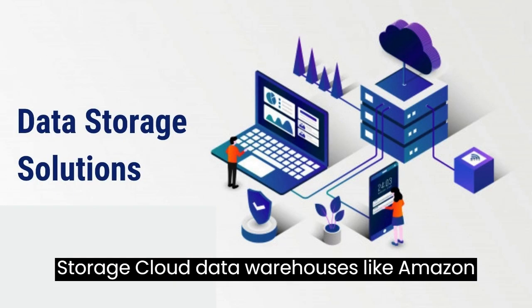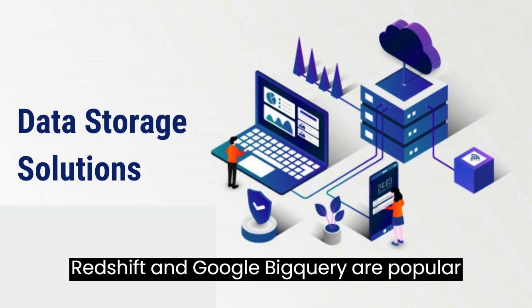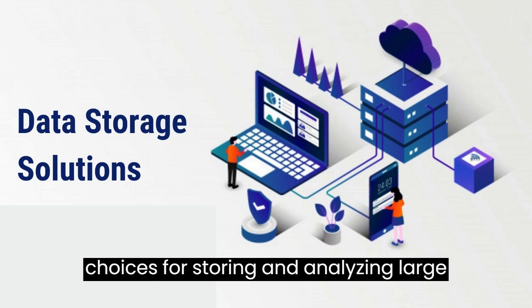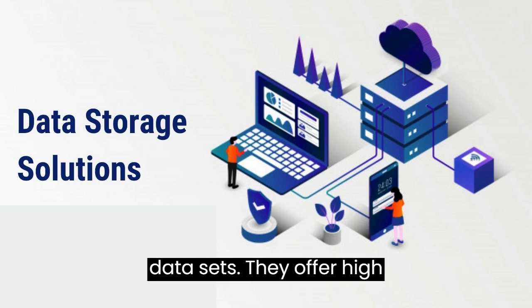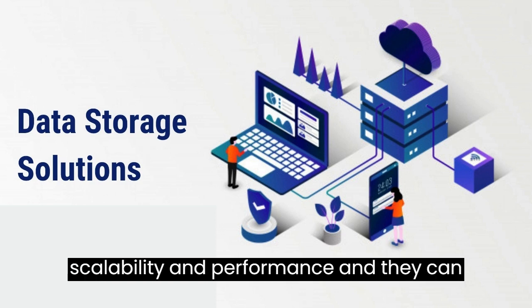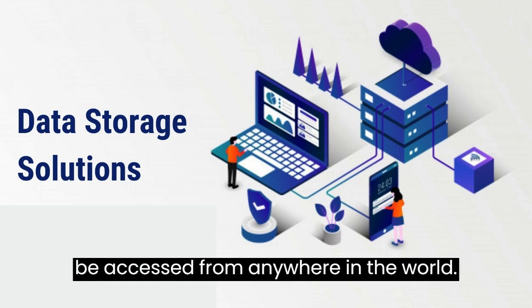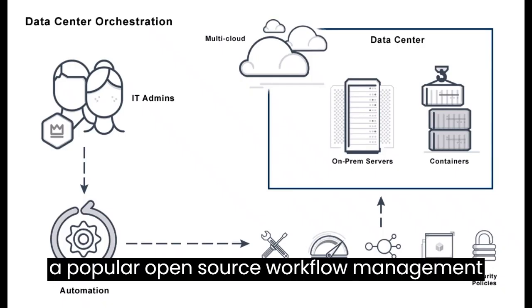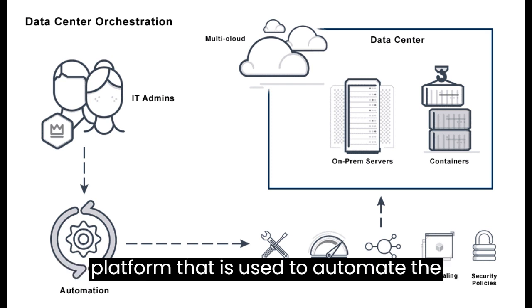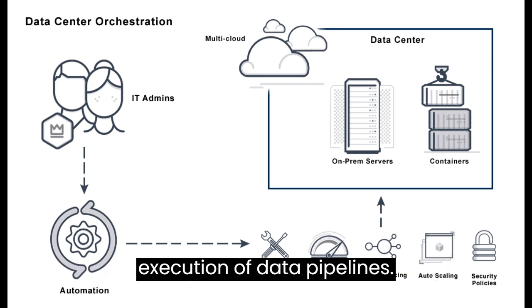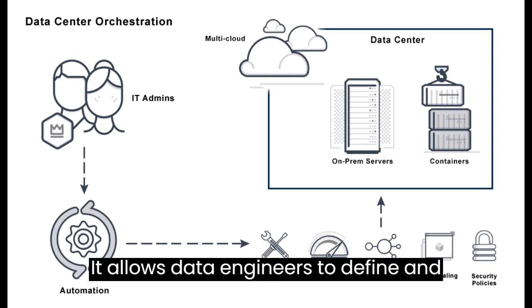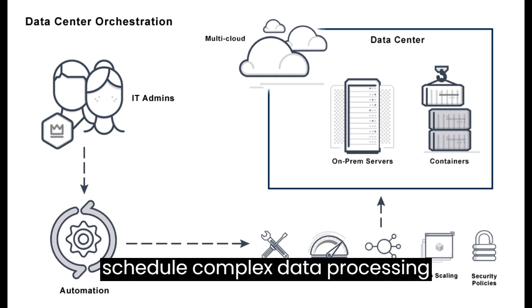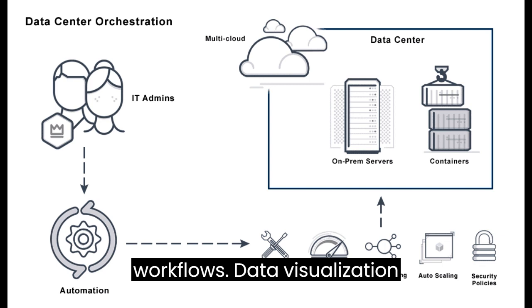Data storage. Cloud data warehouses like Amazon Redshift and Google BigQuery are popular choices for storing and analyzing large datasets. They offer high scalability and performance, and they can be accessed from anywhere in the world. Data orchestration. Apache Airflow is a popular open-source workflow management platform that is used to automate the execution of data pipelines. It allows data engineers to define and schedule complex data processing workflows.